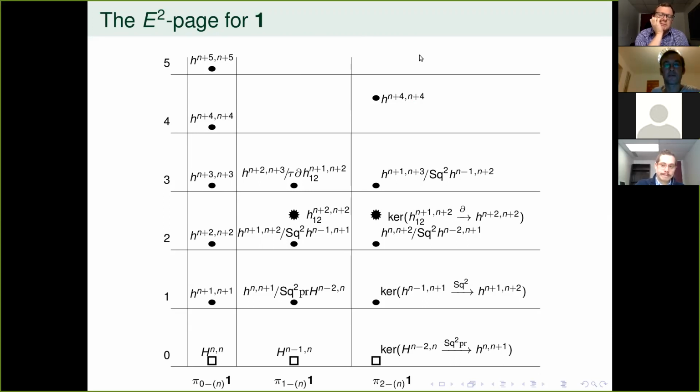Okay, maybe this is a good point to stop and have a minute for questions. And next time on Tuesday, I can then continue and show that this is actually the E infinity page, and then also show that we indeed computed something which has to do with the homotopy groups of spheres.